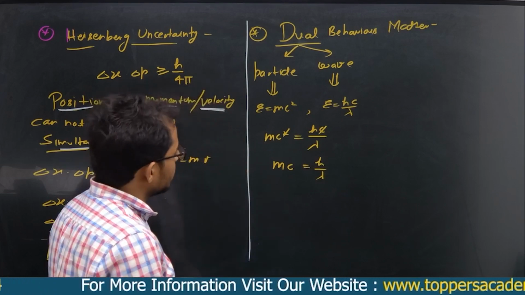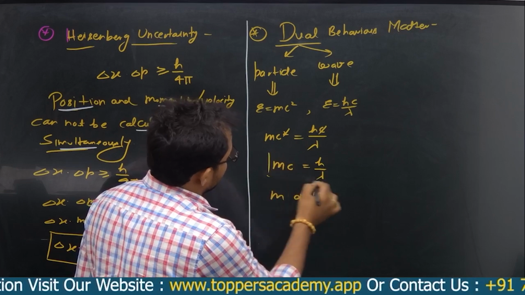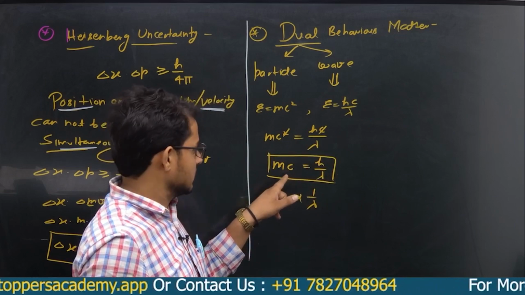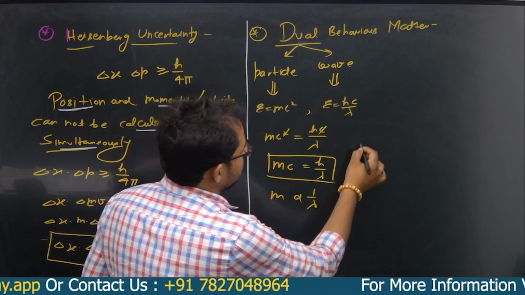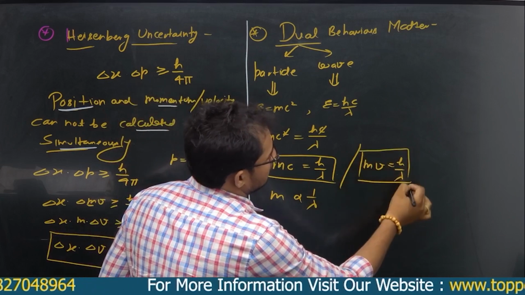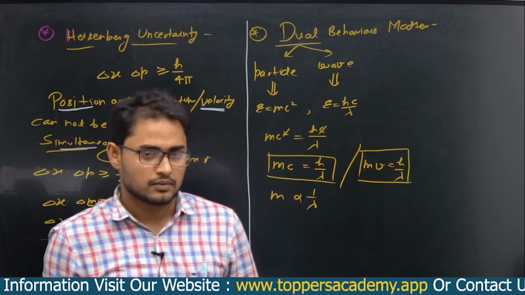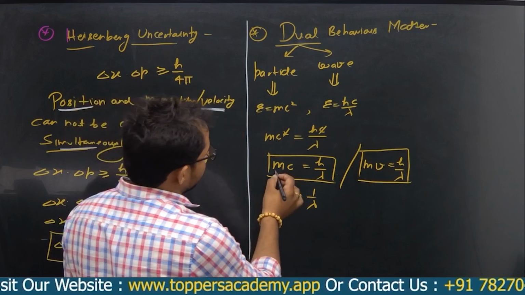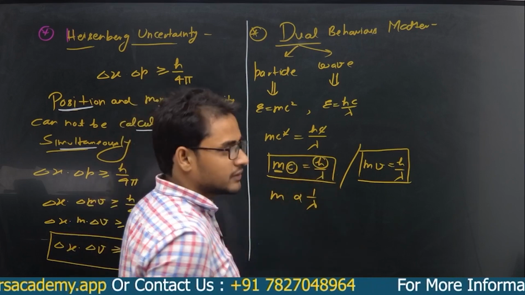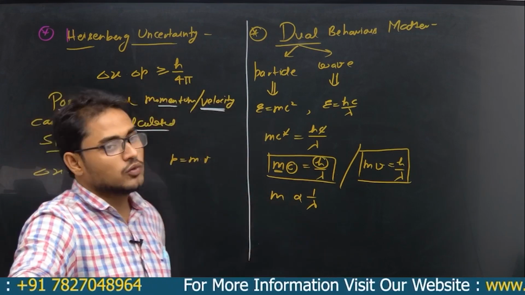This is saying that m is proportional to 1 upon lambda. You can replace here c, that is velocity of light, by v. You can write it as mv is equal to h upon lambda. So in books or in other cases, you can find mv is equal to h upon lambda also, right? So m is proportional to 1 upon lambda, because speed of light is constant and h is the Planck constant, so these two parts are constant.